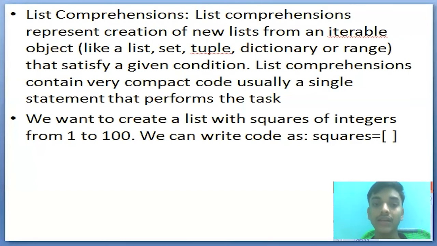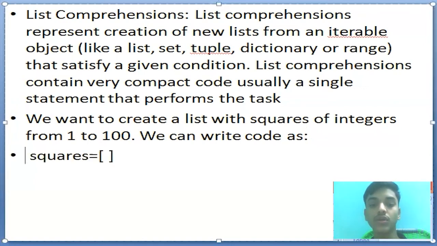So let us go through an example for list comprehension. We want to create a list with squares of integers from 1 to 100. So we can write code as so. See, we want to create a list with squares of integers from 1 to 100. This is one method with which we can create a list. So it's a squares list from 1 to 100. That's why it is represented as squares.